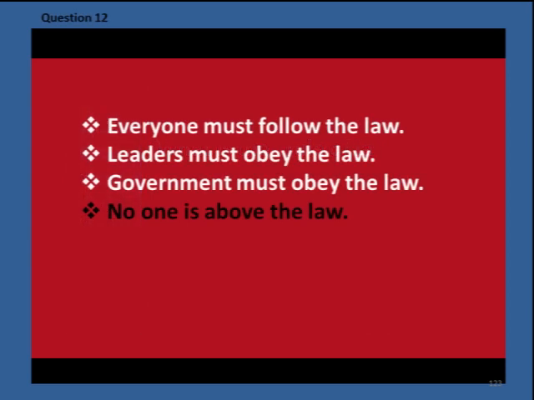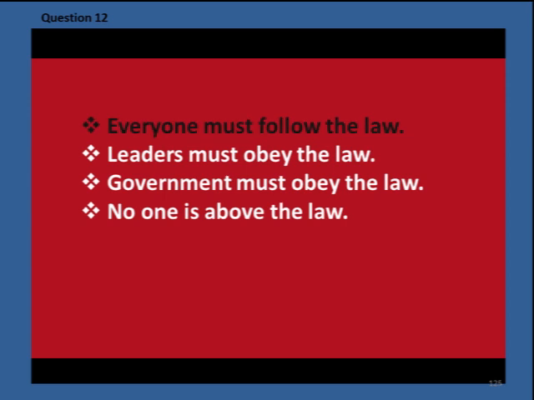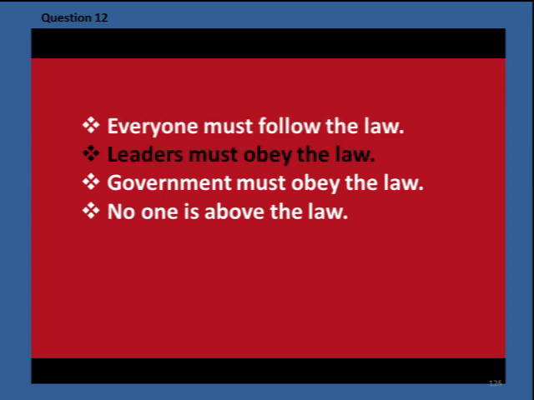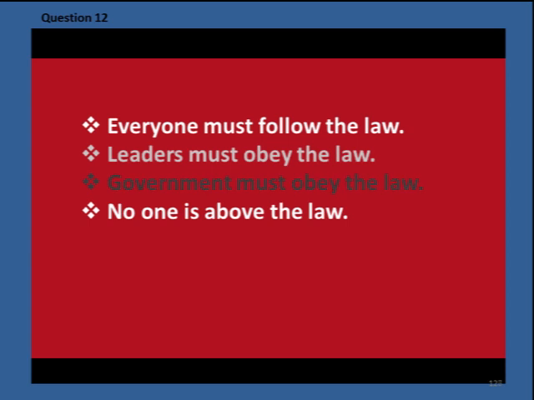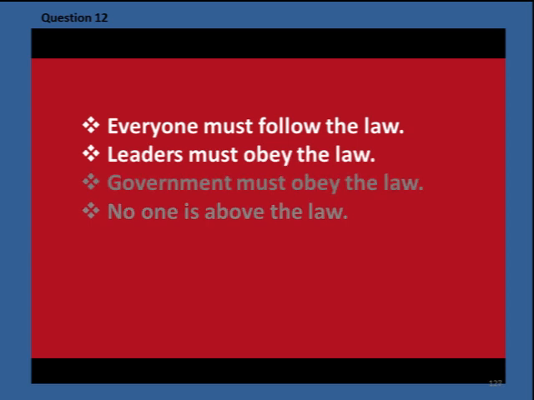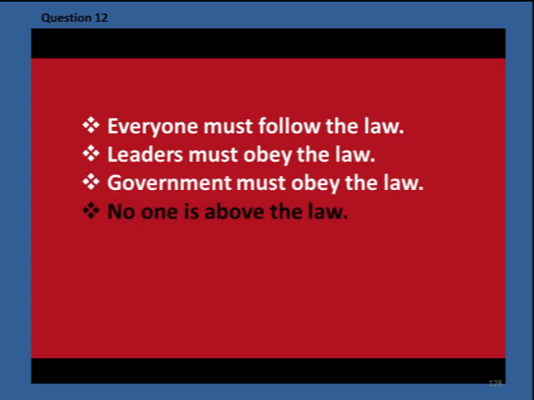The rule of law means no one is above the law. The rule of law means everyone must follow the law, leaders must obey the law, the government must obey the law, and that no one is above the law.